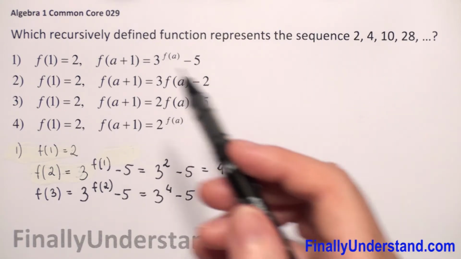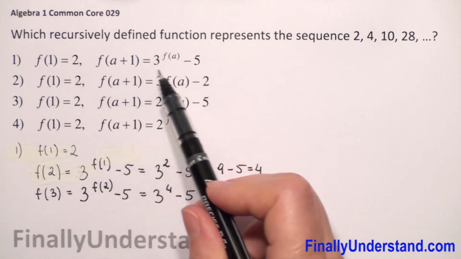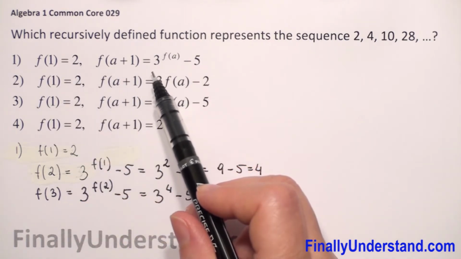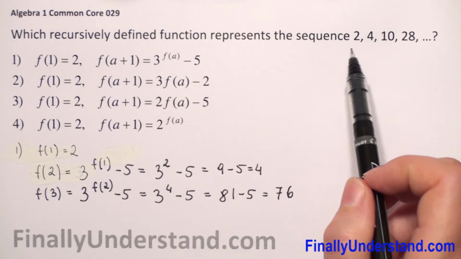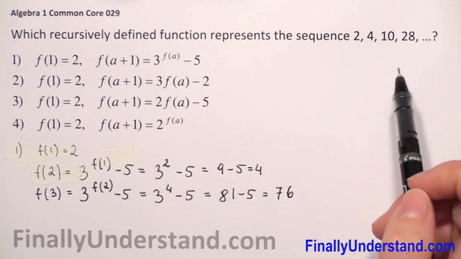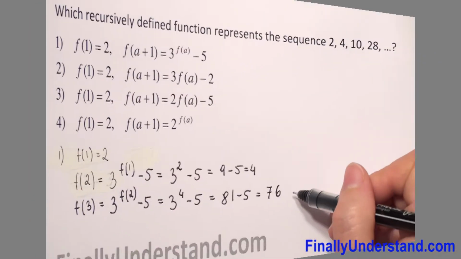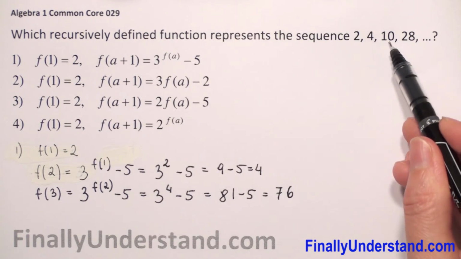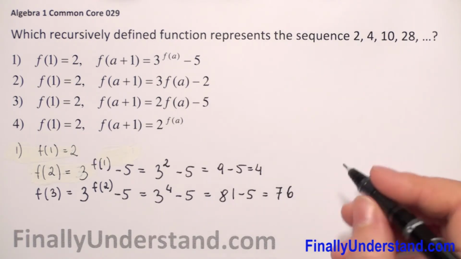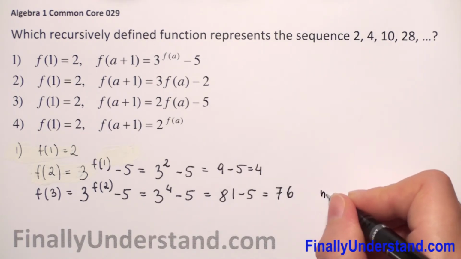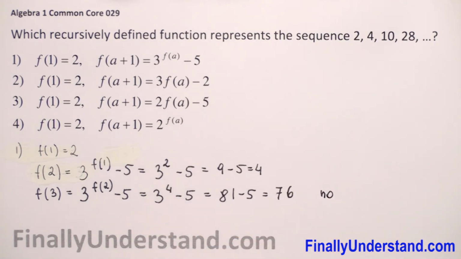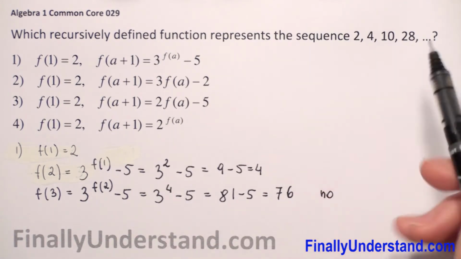Our third term is 76. So for sure the first statement doesn't represent the sequence 2, 4, 10, 28, and so on, because the third term is different, 10 and 76. So this is not the definition of our sequence.